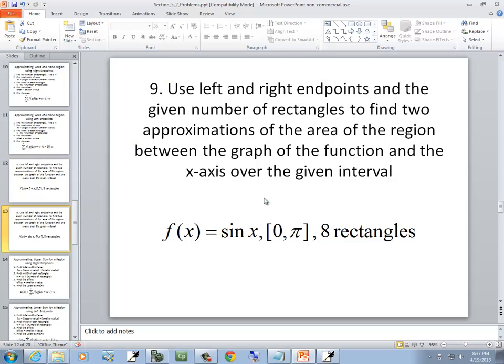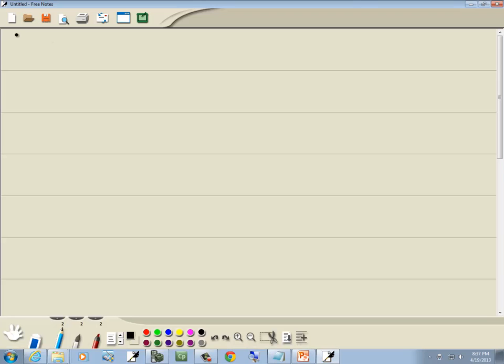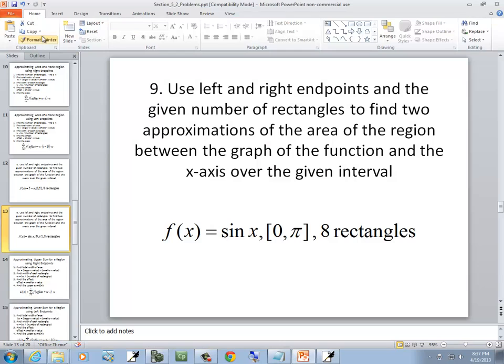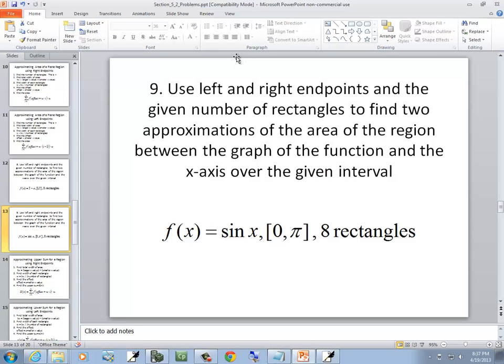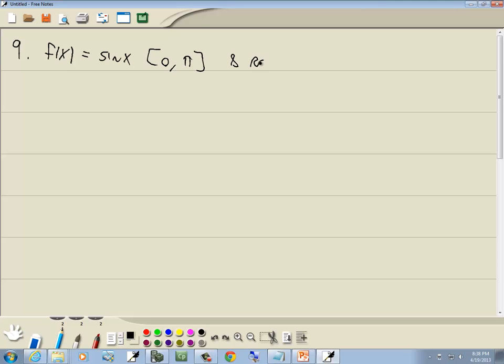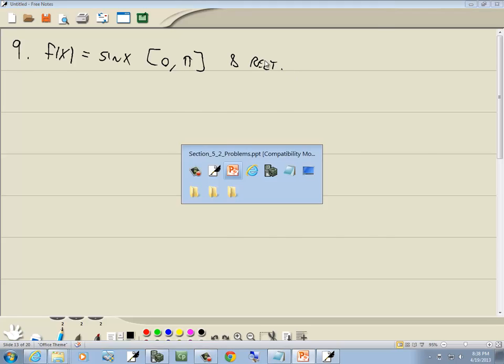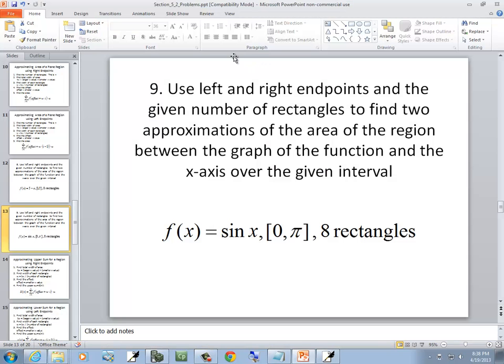And let me find another example. This one right here. Now this one we'll have to kind of do it brute force. We won't be able to do the same thing we did the last one. And 8 rectangles. Okay, how can I look at this? No, I can't use what I did last time.